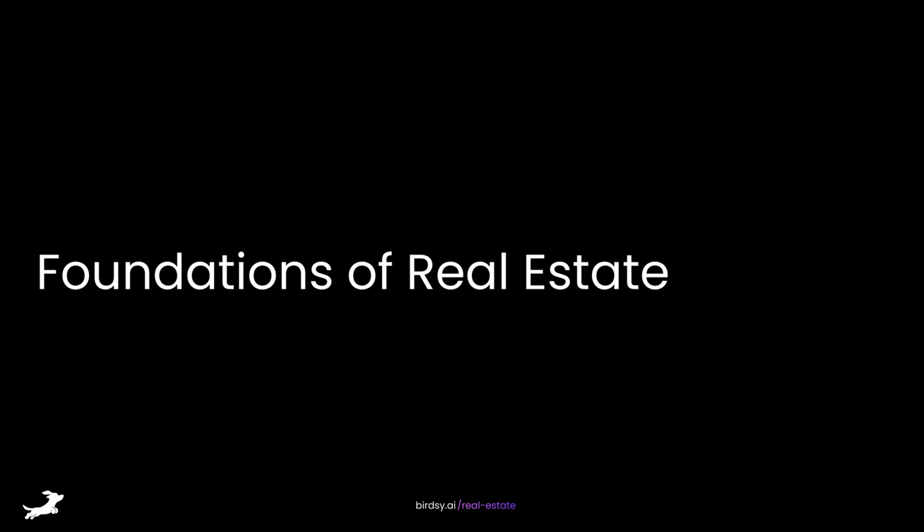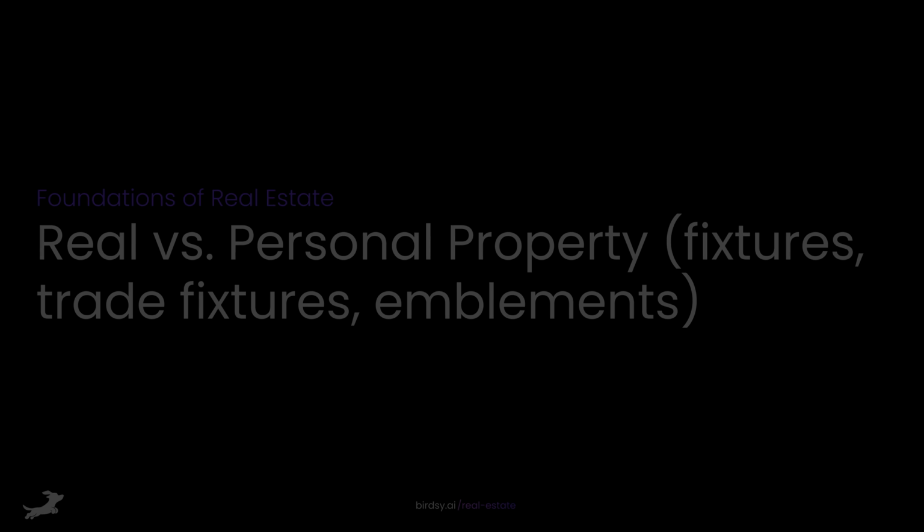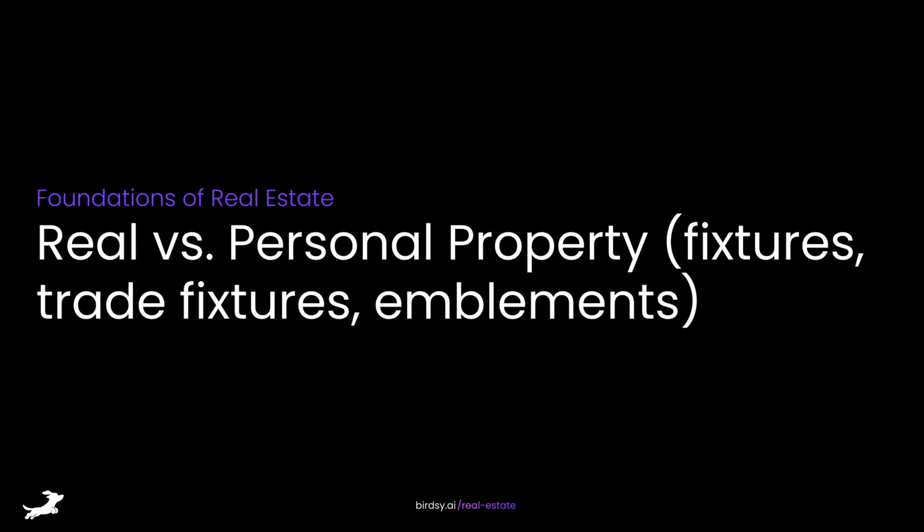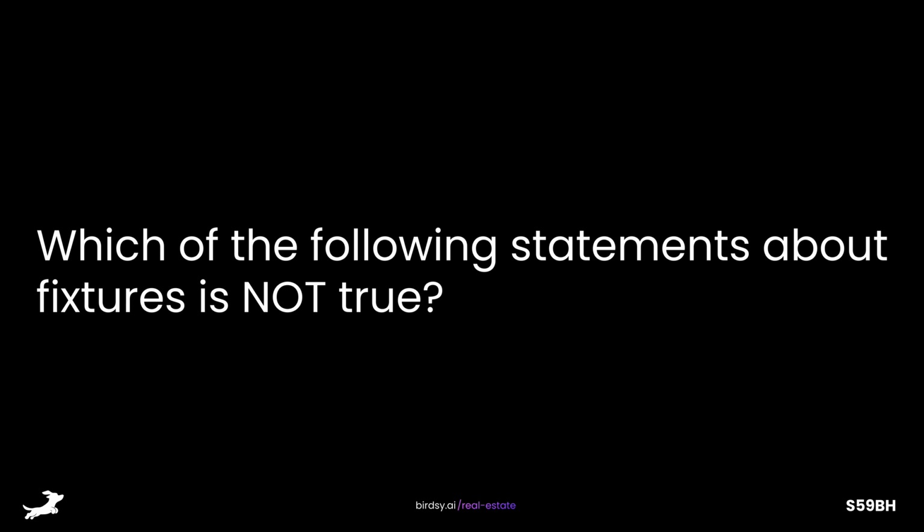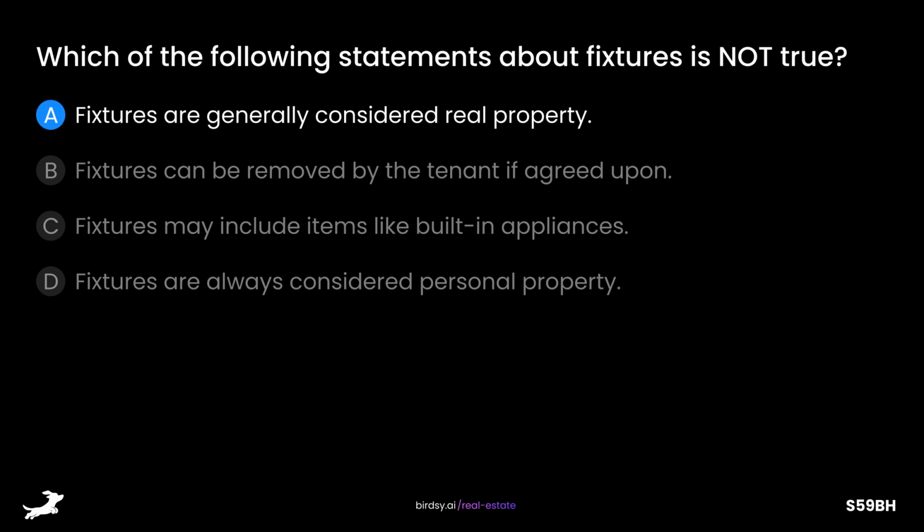Let's start off with some tricky questions covering the foundations of real estate. Real versus personal property, fixtures, trade fixtures, emblements. Which of the following statements about fixtures is not true? Is it A, fixtures are generally considered real property? B, fixtures can be removed by the tenant if agreed upon? C, fixtures may include items like built-in appliances? Or D, fixtures are always considered personal property?